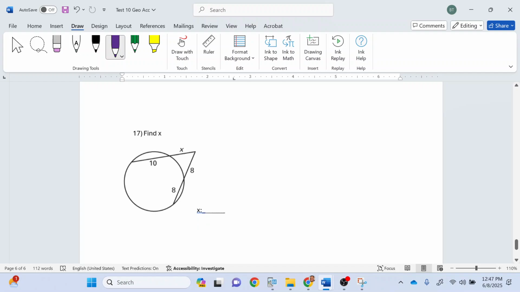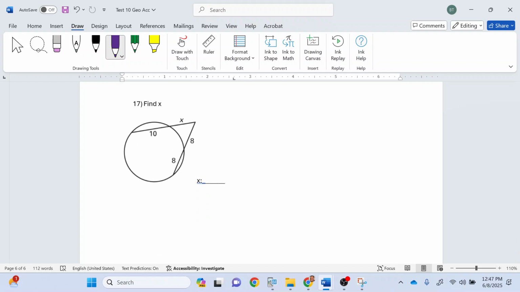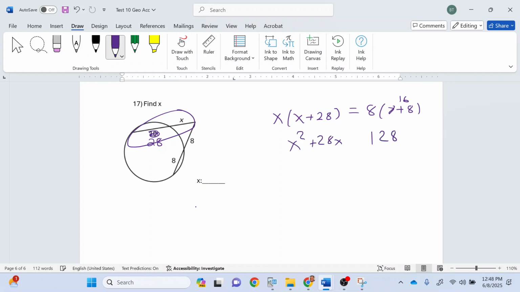This one, I feel like I remember this one. I think this one also couldn't work or something like that. I think I made it into 28 if I remember correctly. So let's just try it with 28. So x times x plus 28, because I need the whole thing, equals 8 times 8 plus 8, which remember is 16. So in this case, 8 times 16 is 128. And then this is x squared plus 28x. Got to set it equal to 0 because I'm factoring.